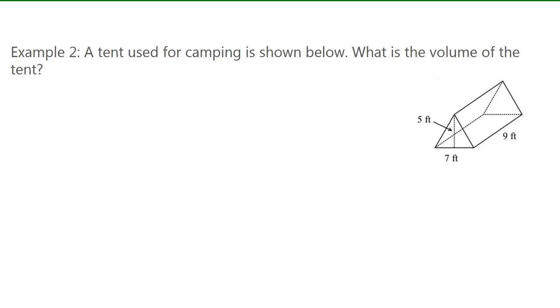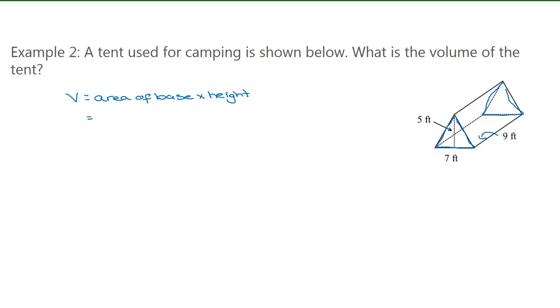Now example 2. A tent used for camping is shown below. What is the volume of the tent? So let's start by writing our formula. Area of the base times the height. Now the base here is the triangle. Some people might think that it's going to be the rectangle because that's what's on the bottom, but the base always has the same shape opposite it. So it's going to be the triangle in this case.